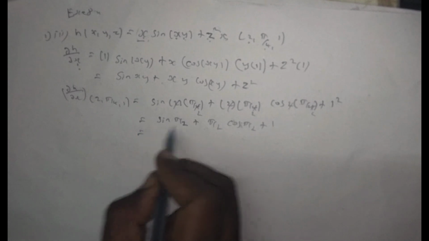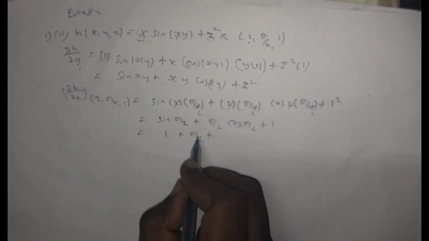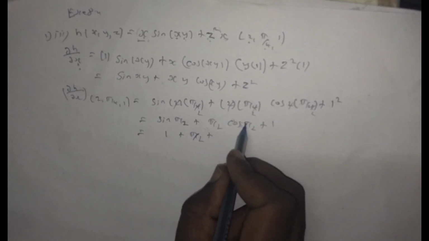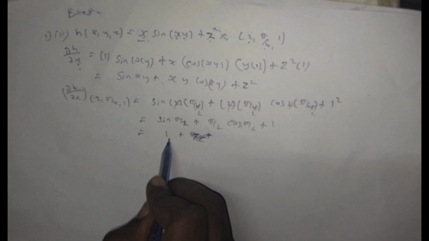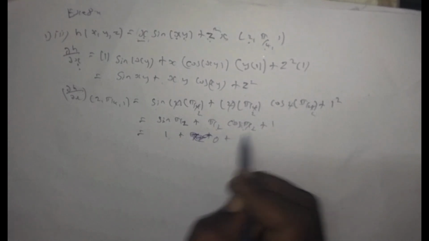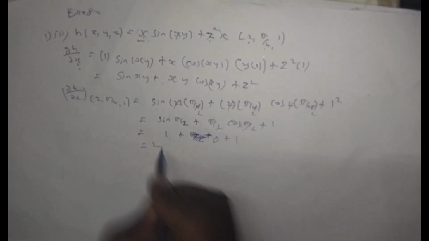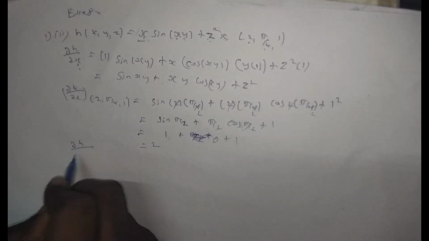Now sin pi by 2 value is 1, then pi by 2 plus cos pi by 2, value is 0, so that entire term becomes 0. So sin pi by 2 is 1, and pi by 2 into cos pi by 2, cos pi by 2 value is 0, so multiplied it overall becomes 0. Then 1 plus 1 becomes 2. Like that, we are going to find dou h by dou y.